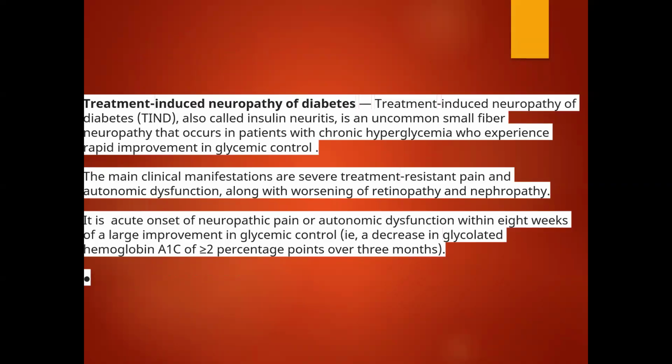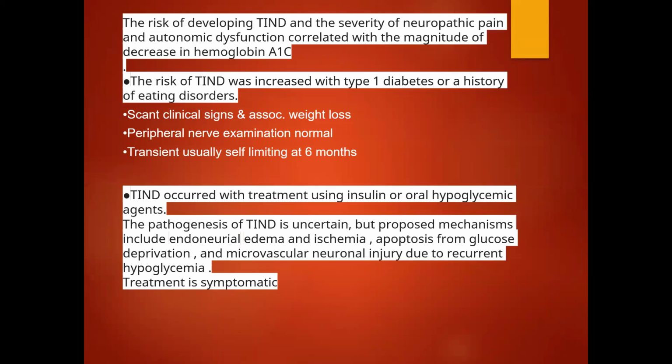The main clinical manifestations are severe treatment-resistant pain and autonomic dysfunction, along with worsening of retinopathy and nephropathy. It is acute onset of neuropathic pain or autonomic dysfunction within 8 weeks of a large improvement in the glycemic control. That is a decrease in the glycosylated hemoglobin of more than 2 percentage points over a period of 3 months.